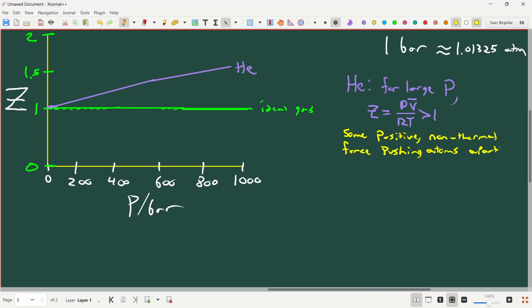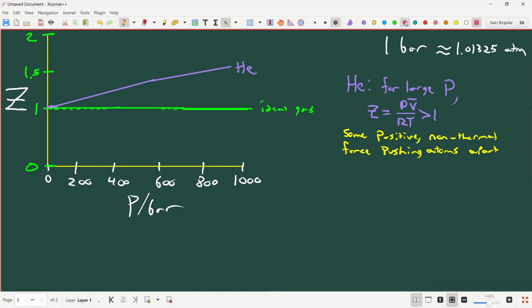All right, so let's go to a little more interesting gas. Let's do N2. I have a question. Yeah, go ahead. Can you reiterate why you know that there's some positive non-thermal force pushing? Oh, good question.